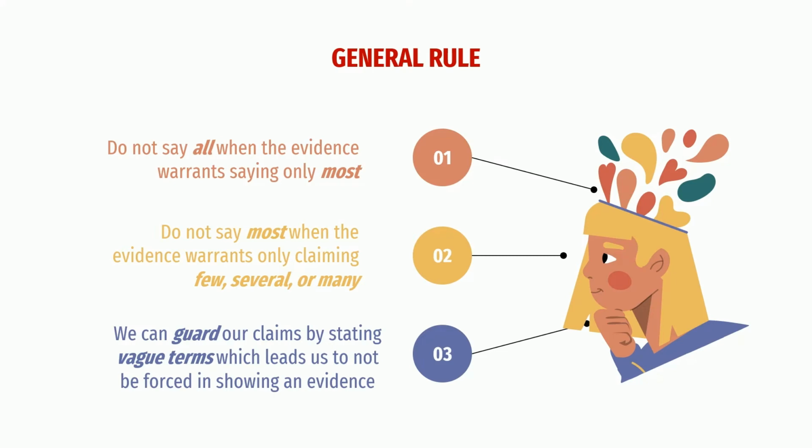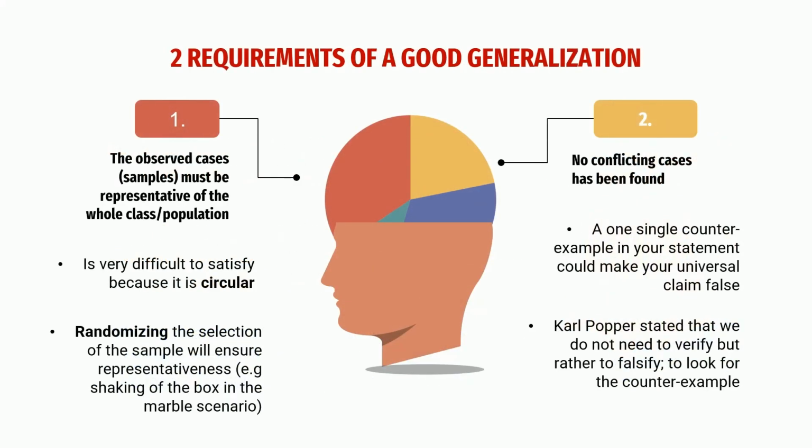Two requirements of a good generalization. Number 1: the observed cases, also known as samples, must be representative of the whole population. This is very difficult to achieve since we should always base it on the whole picture. But one thing we could do, if possible, is randomize the selection of the sample, which will ensure representativeness in our samples. An example is shaking the box in the scenario of the marbles.